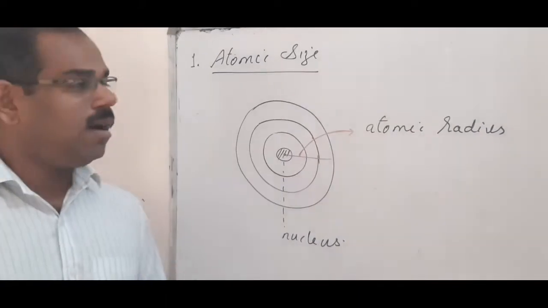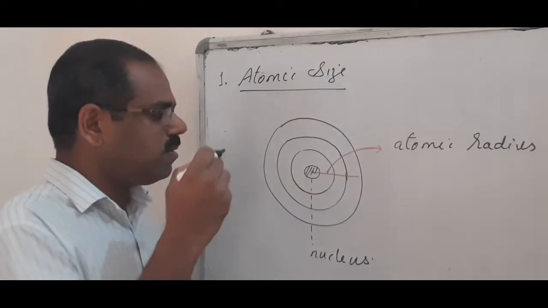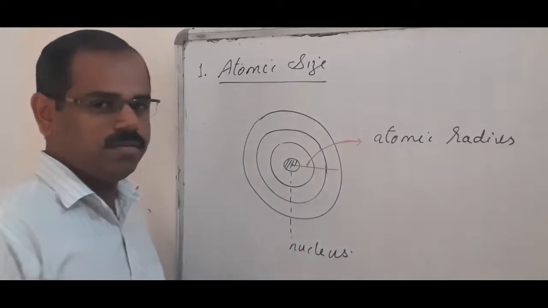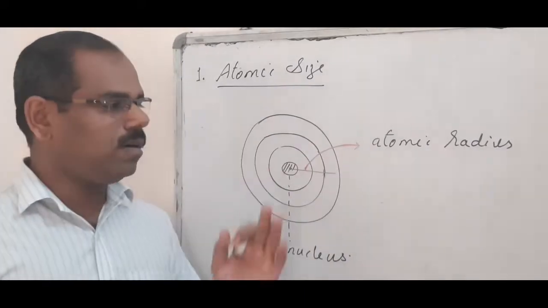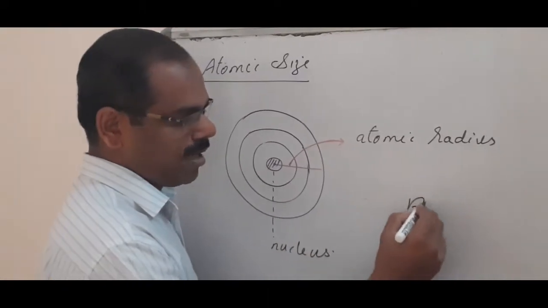and M shell. Atomic size, or the atomic radius, is the distance from the center of the nucleus to the outer shell. The distance from the center of the nucleus to the outer shell we call the atomic radius, and it has a unit. That unit is called an angstrom.